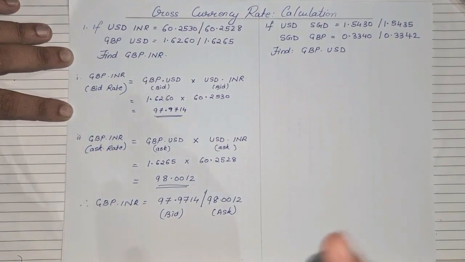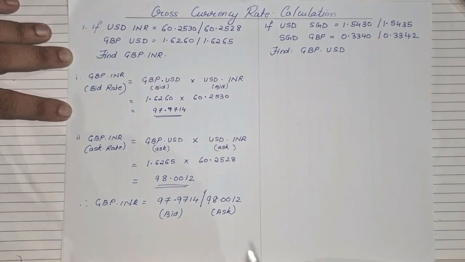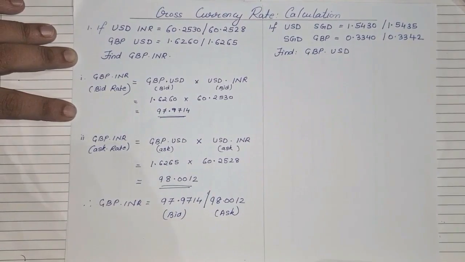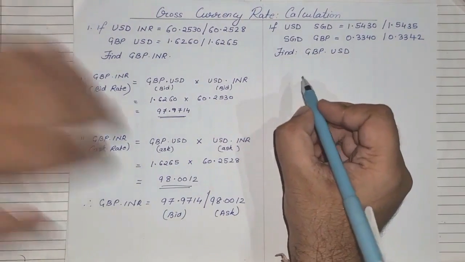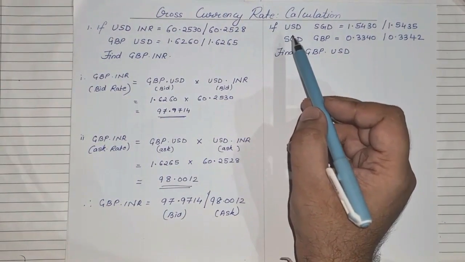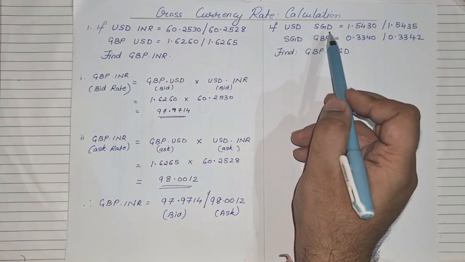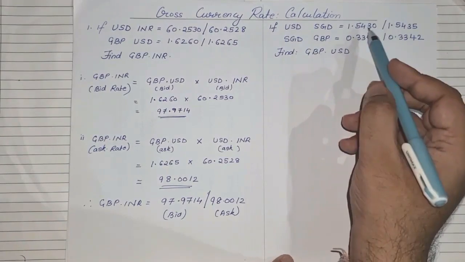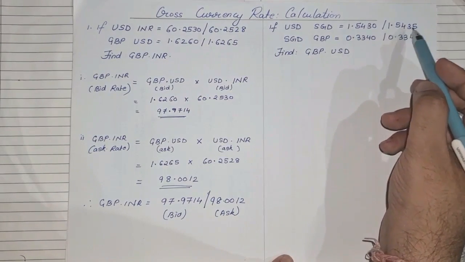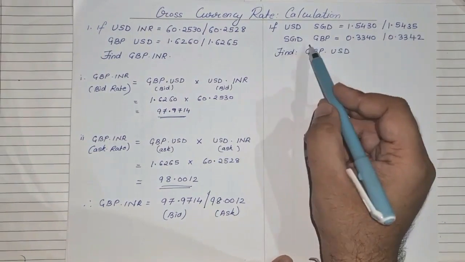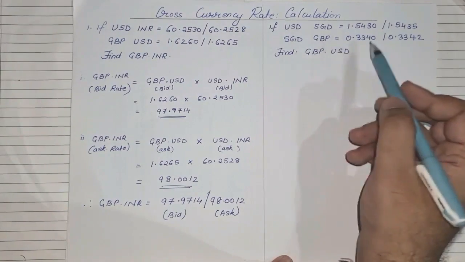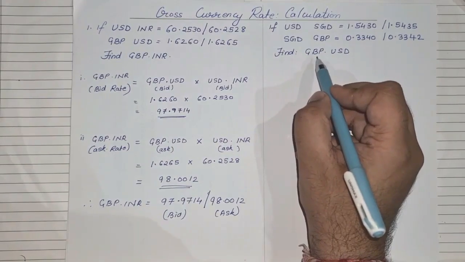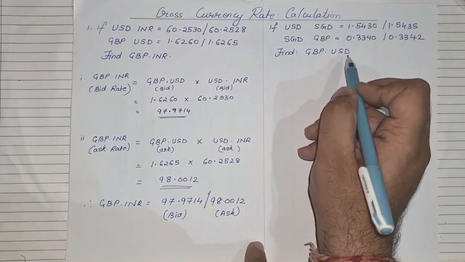Now check the second variant that can be given to us. Look at this very carefully. From here it is a little bit tricky, just keep one step in mind. Here they have given us USD to SGD, that is Singapore dollar, with rates 1.5430 and 1.5435, and SGD to Great Britain pound, or GBP, is given as another rate. They are asking us to find GBP, that's Great Britain pound, to USD.